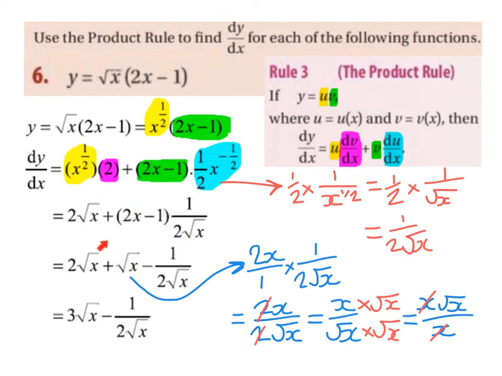And then we simplify 2 root x plus 1 root x, because that's really 1 root x, is 3 root x. And then we bring down the minus 1 over 2 root x.